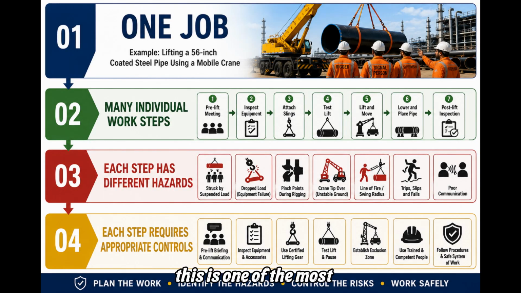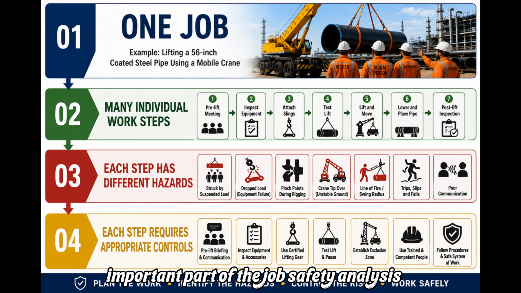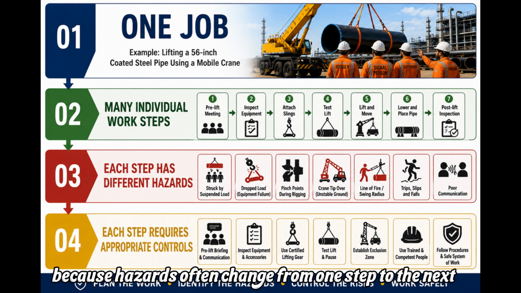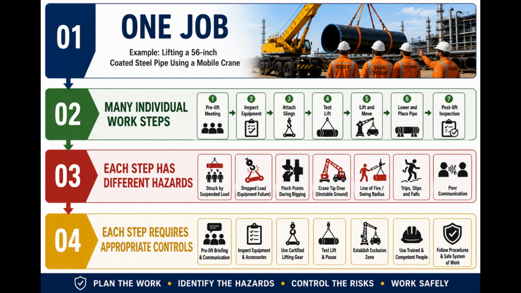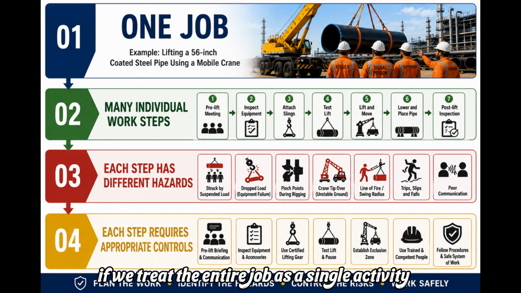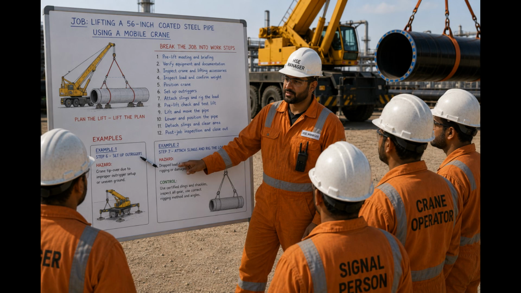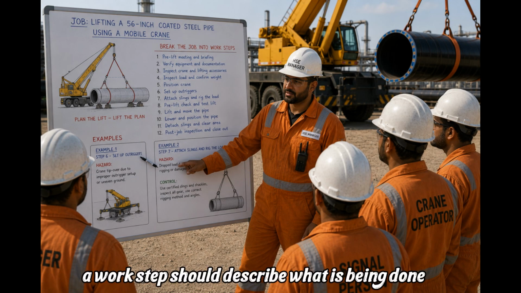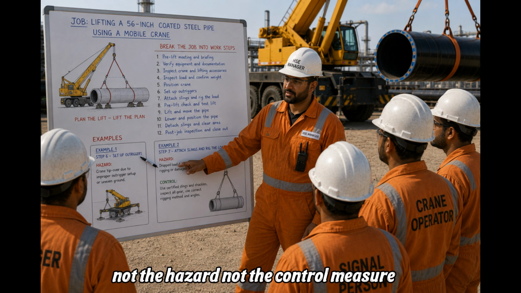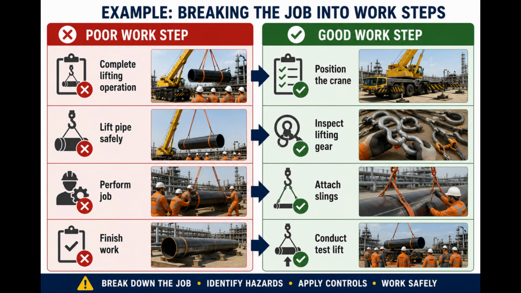This is one of the most important parts of the job safety analysis because hazards often change from one step to the next. If we treat the entire job as a single activity, we can easily overlook critical hazards. A work step should describe what is being done, not the hazard, not the control measure. Keep each step simple, clear, and in the correct sequence.